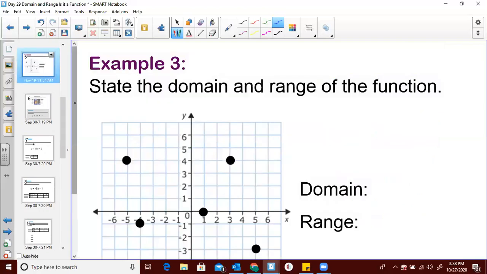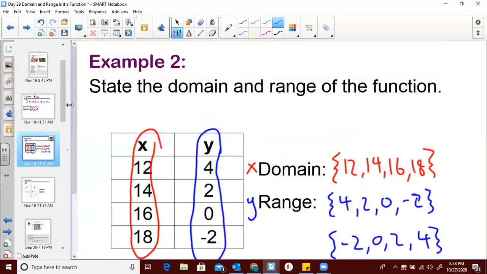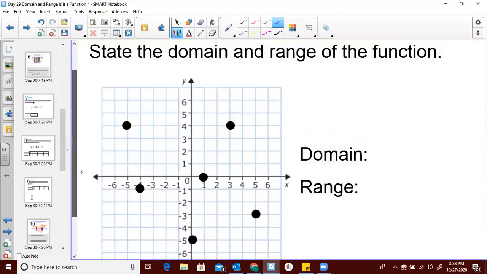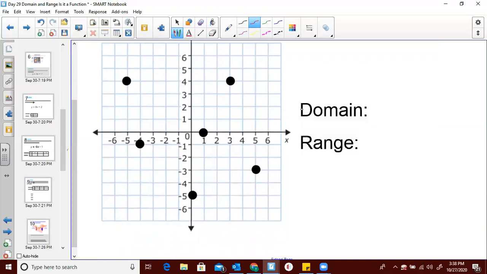So we've been able to do it from coordinate points. We've been able to do it from a table. All right, these are coordinate points. This is going to be from a table. Now we need to be able to do this from a graph. All right, so again, we're just going to look at our x and y values. So because I've been doing this, x is domain, y is range. All right, so I know that my domain is going to be my x-axis.